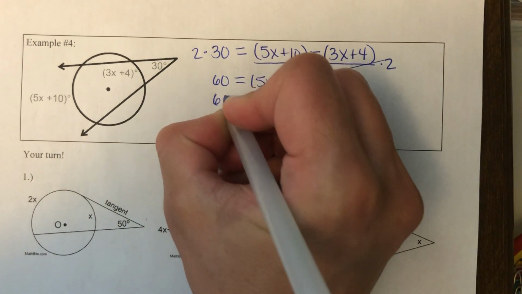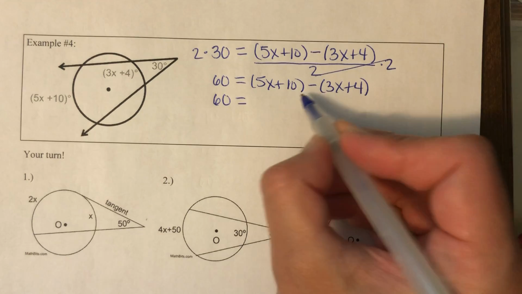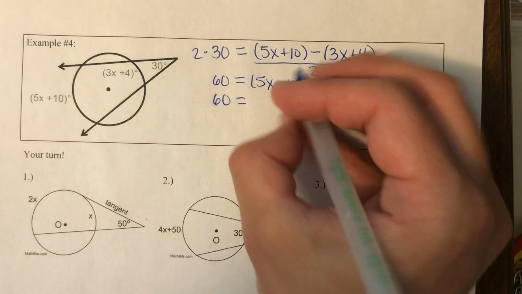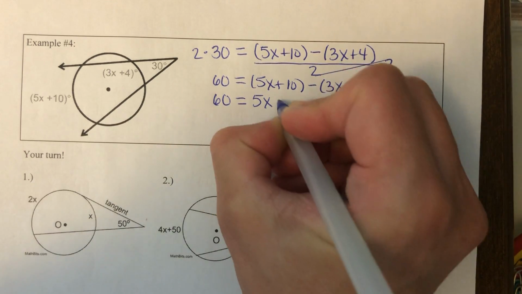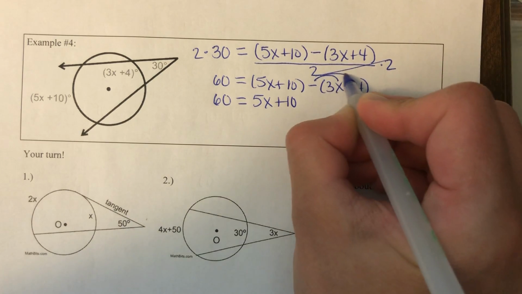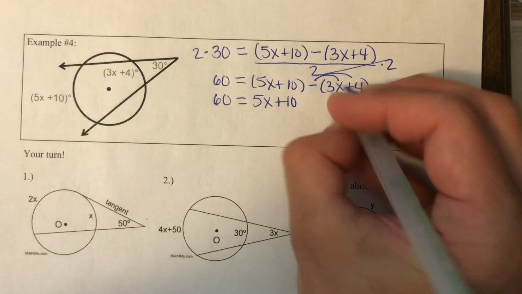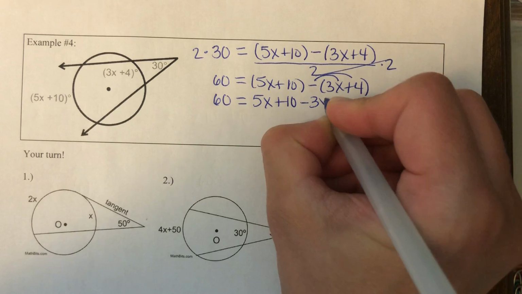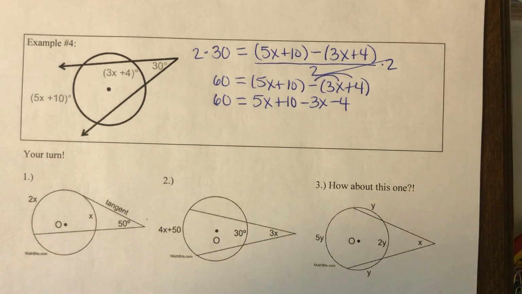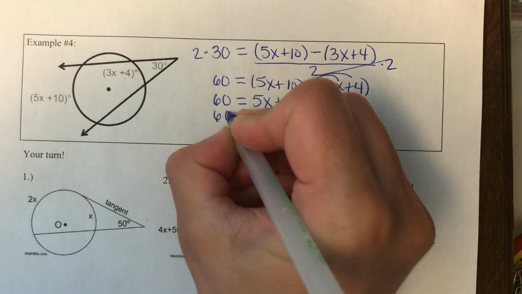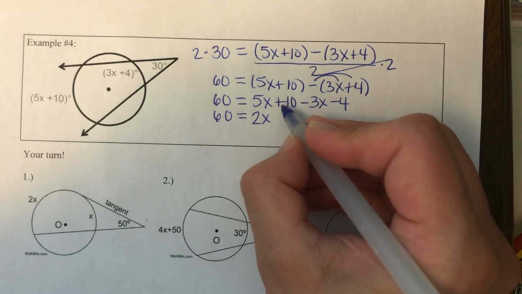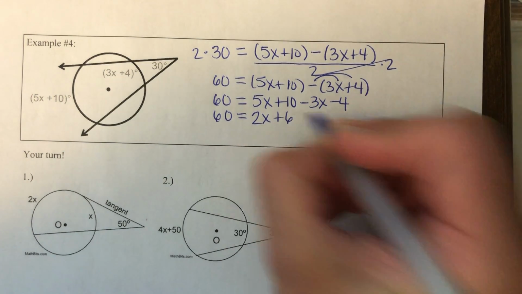All right, next line. We have two binomials here getting subtracted. The first guy is going to stay the same. But the second one, there's this negative 1 that's got to get distributed into both terms. So that turns into negative 3x, and that 4 turns into negative 4. So be careful on that. We're going to combine like terms now. 5x minus 3x is 2x. 10 minus 4 is positive 6.